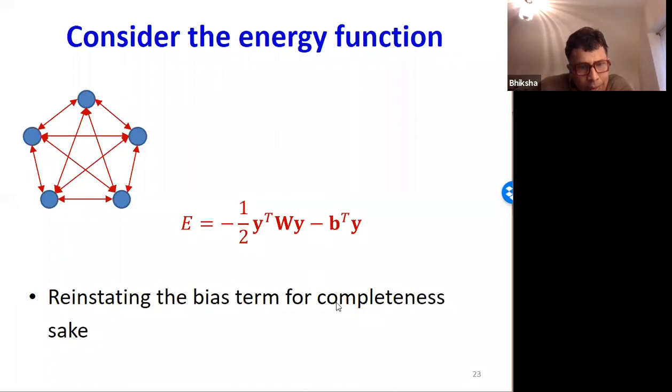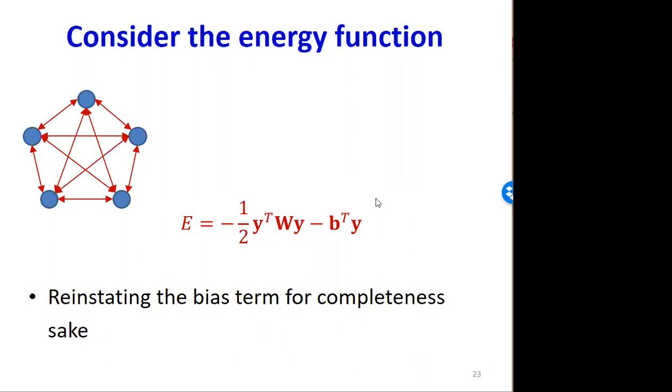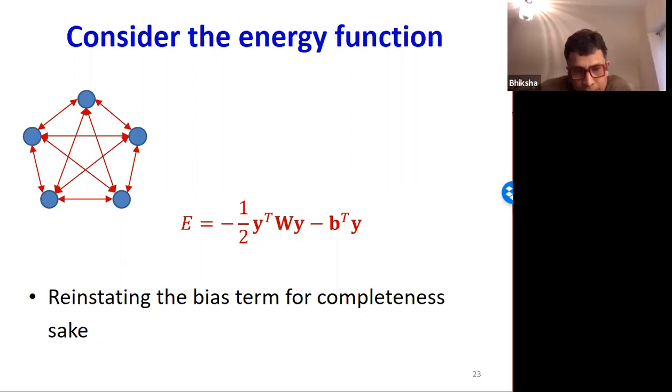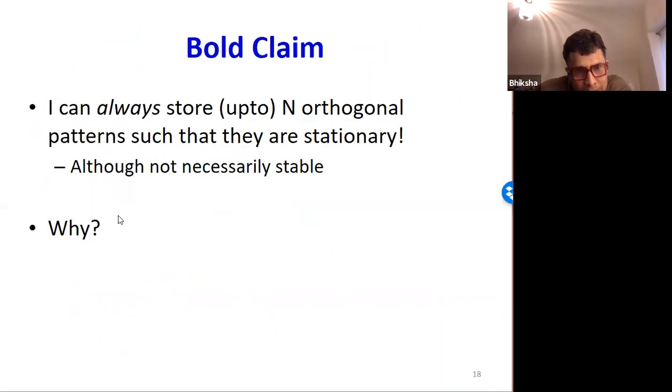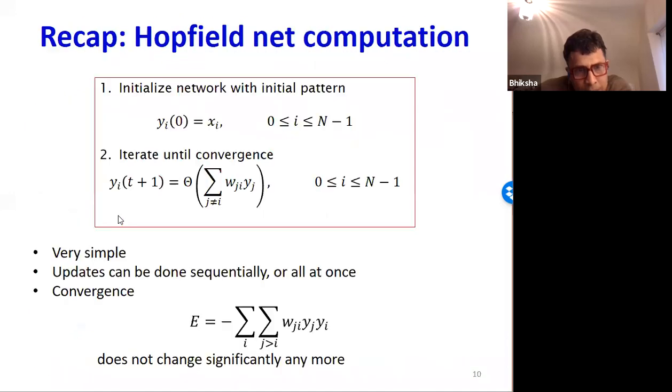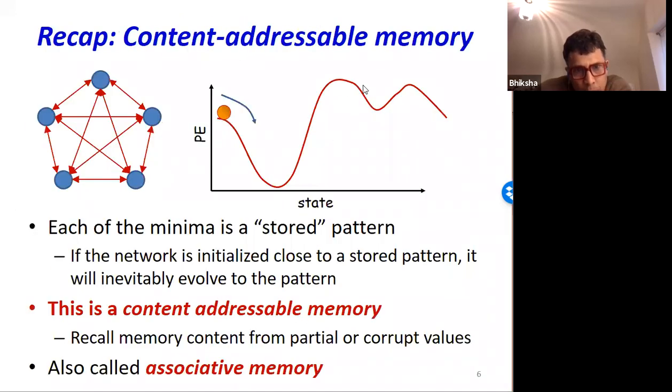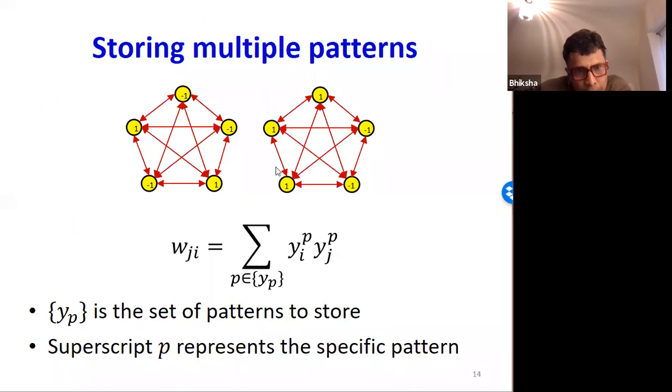So now let's look at the energy function again, right? The energy function was minus half Y transpose WY minus B transpose Y. What sort of an equation is this? It's a quadratic equation, right? How many maxima or minima will it have? One. So whereas I kept drawing these figures and I kept showing multiple minima, how can we match what we have over here with the fact that this is a quadratic?